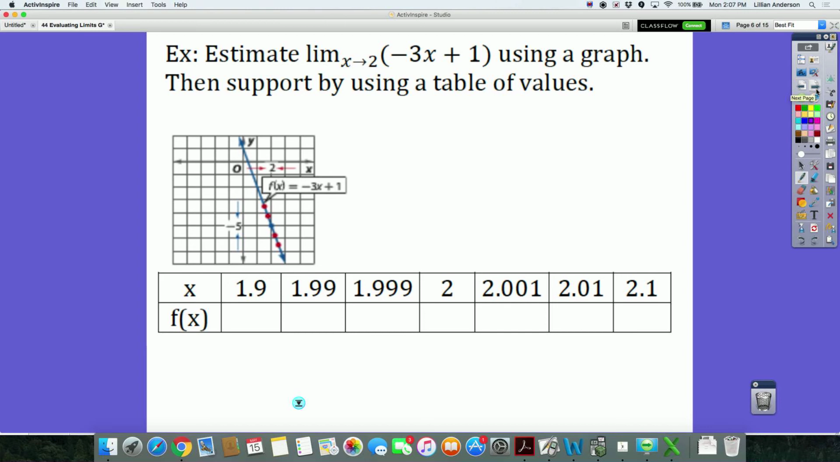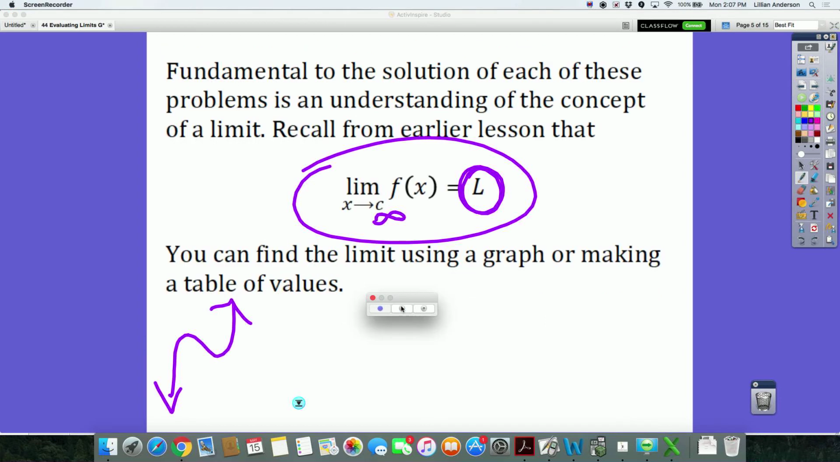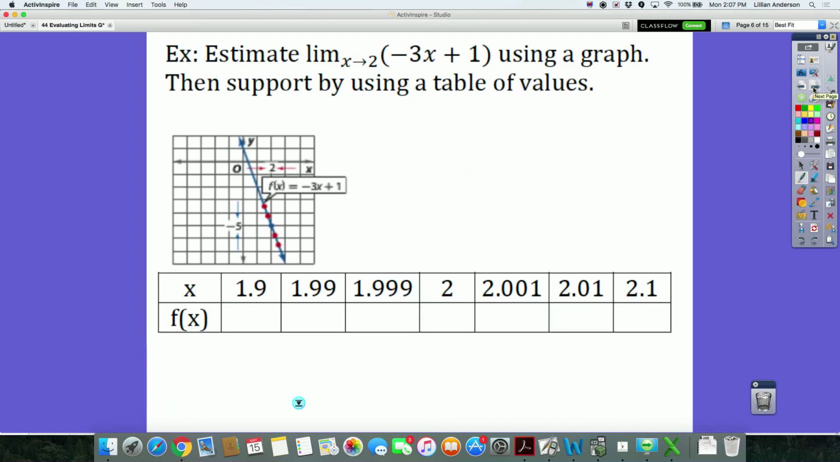So we use our calculator to do this. So we're going to estimate the limit as x approaches 2 of negative 3x plus 1 using a graph. So, to use your calculator to find this, you can either look at a table of values or you can look at the graph and see, as x gets really close to 2, what is the y value that we're getting close to, okay?